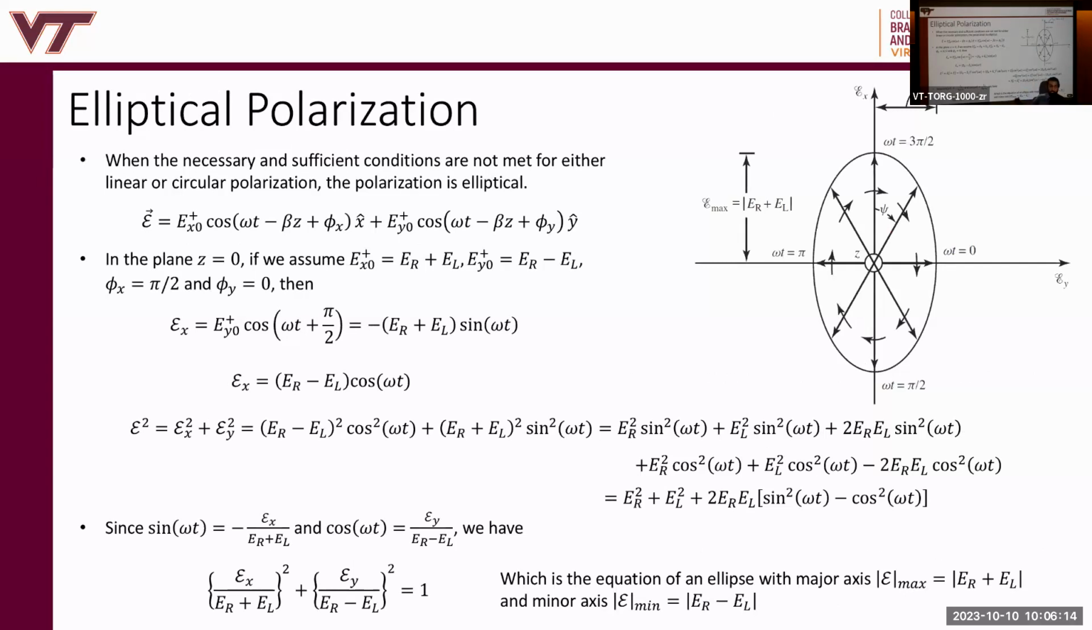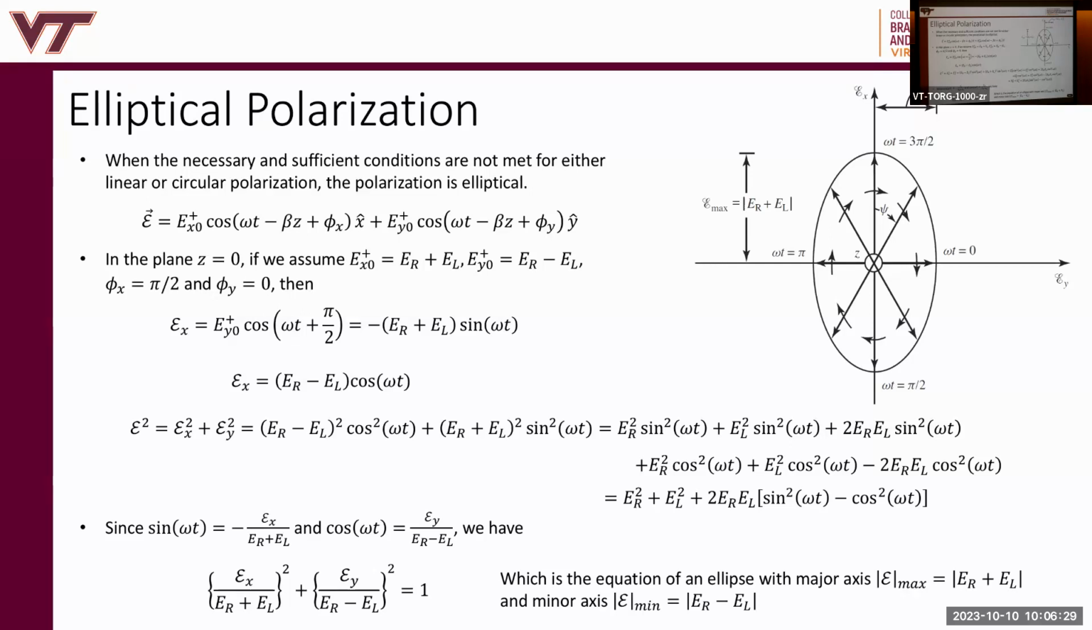So elliptical polarization is the general case, right? Elliptical polarization has different amplitudes. Remember, for CP, we had to have the same amplitudes and a particular phase difference. Elliptical polarization is general amplitudes, any two amplitudes and any phase delay between the two.